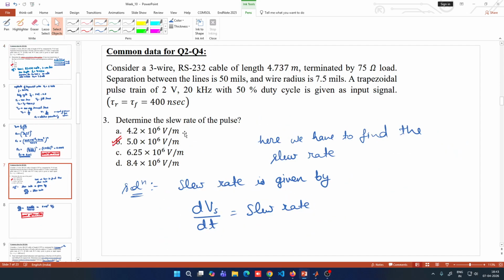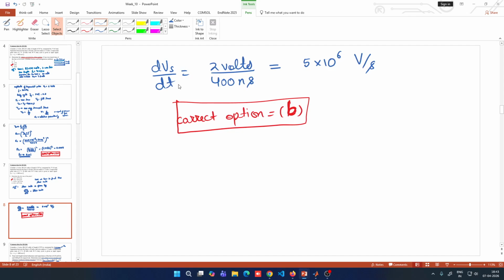Similarly, in question number 3, we have to find the slew rate of the pulse. So slew rate is given by dVs by dt. The rise time and fall time are 400 nanoseconds, meaning we have to find the slope. Basically the slope we have to find.